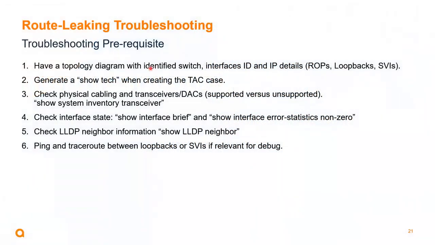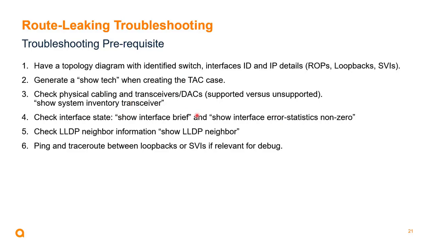A bit of troubleshooting as a prerequisite. We recommend, first of all, to have a topology diagram identifying the switch, interface ID, and IP details for routed-only ports, loopbacks, and layer 3 VLAN interfaces. Please generate a show tech when creating a TAC case with support. You may also check the physical cabling and transceivers. For instance, a show system inventory transceiver would be good to see if there is any issue with transceivers.